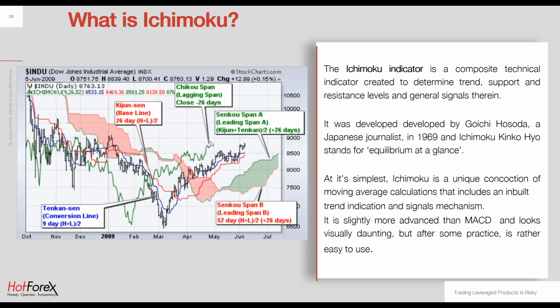But if you check the Chikou span, it's lagging. It's behind the price action. That's why it's called the lagging span, because it shows the closing levels plotted 26 sessions in the past. Okay, that's why it's behind.